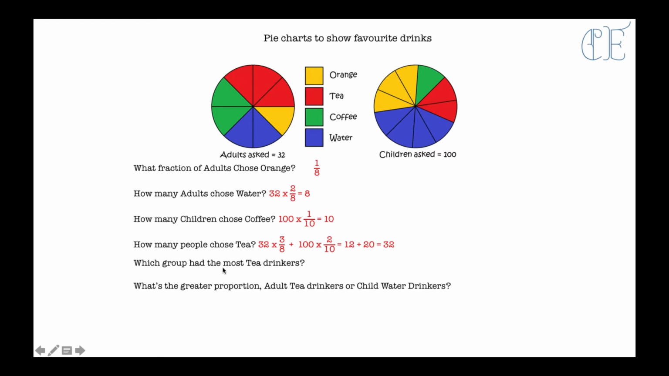Now it also says which group had the most tea drinkers, and it's the children because they had 20 children drinking tea and only 12 adults drinking tea. And there was also more children.